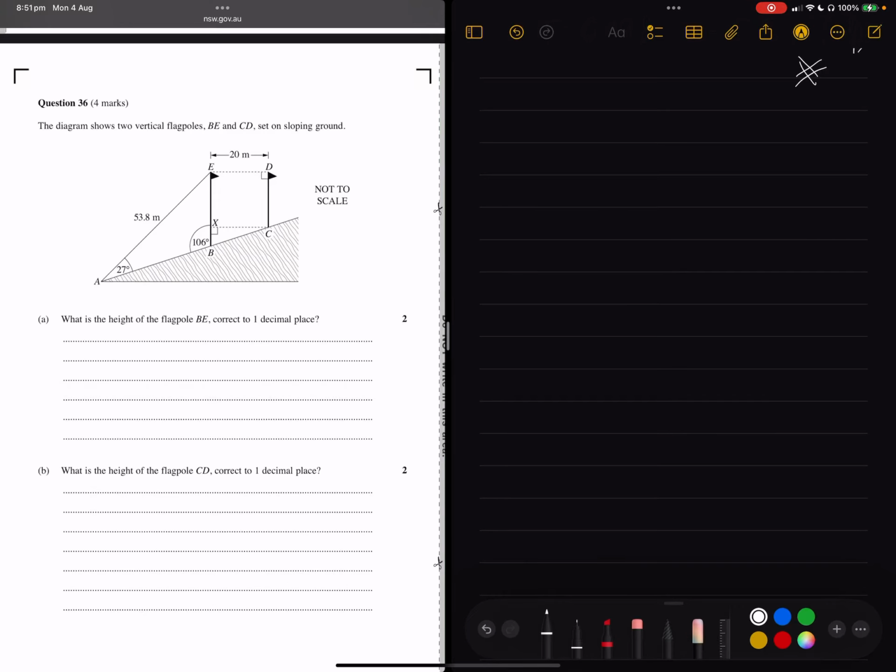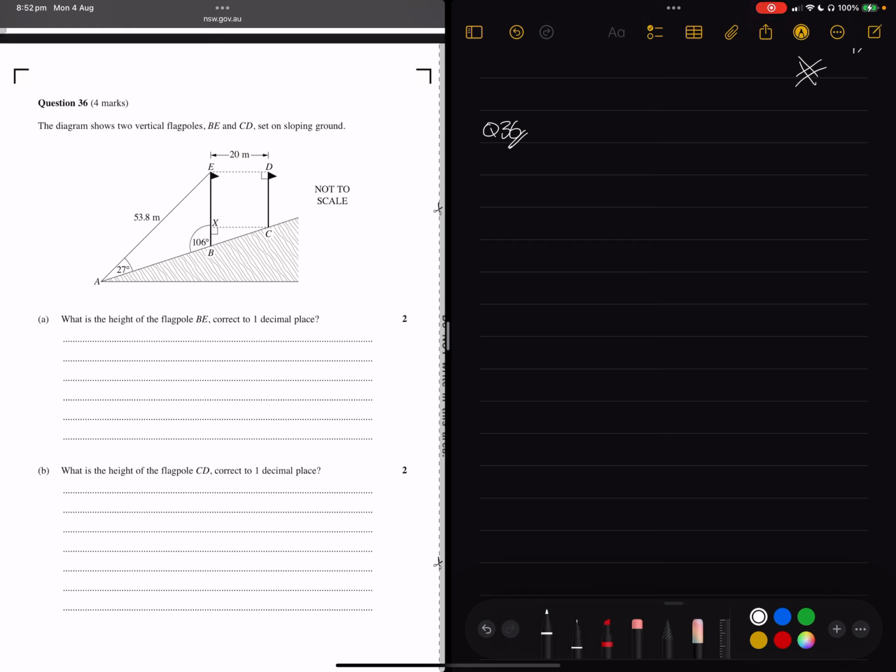All right, so let's take a look at question 36 from the 2024 Standard 2 paper. We're given a diagram showing two vertical flag poles, BE and CD, set atop a sloping ground, and we can see that they're equally tall, but one of them is placed further down the slope. We need the height of BE.